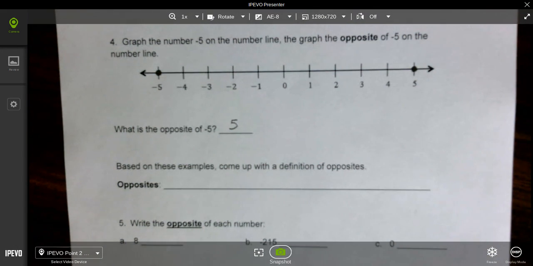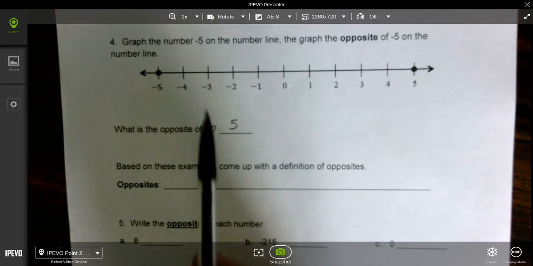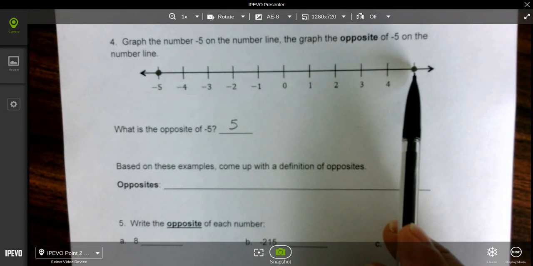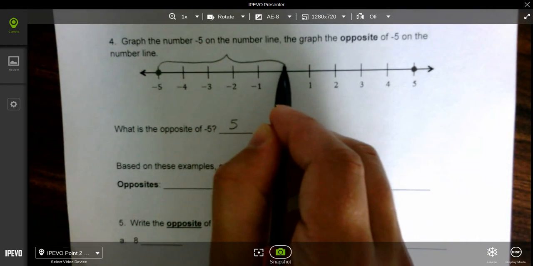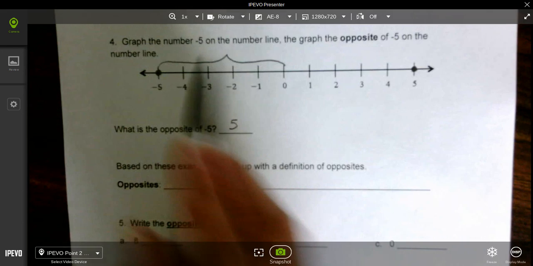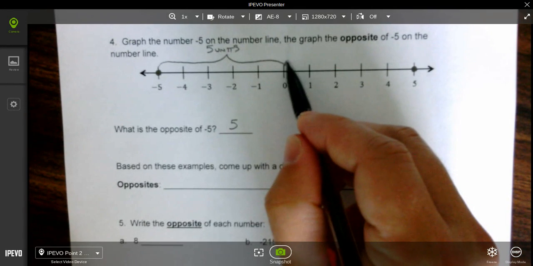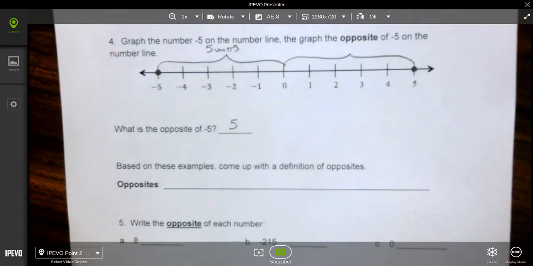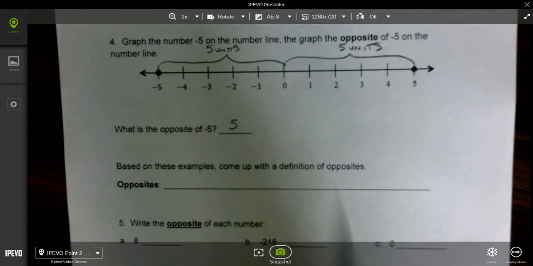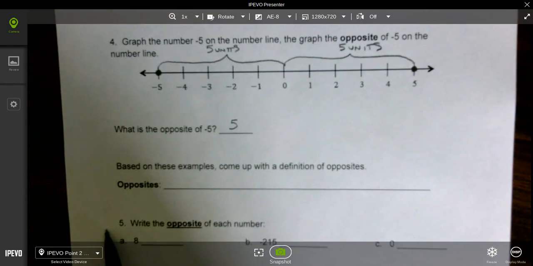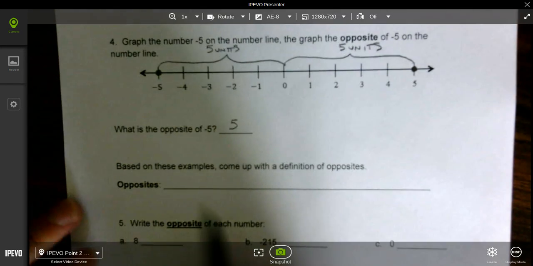Okay, and so based on the last 2 examples that we've done, we need to come up with a definition for opposites. And looking at this number line, well, -5 and +5 are opposites. And the reason why is because if we look at this distance here from 0, from -5 to 0, that's a distance of 5 units. And if I do the same thing from 0 to +5, that is also a distance of 5 units. Okay, since these 2 numbers are the same distance away from 0, they're each 5 units away from 0, they're considered opposites. And so that's what our definition for opposites is going to be.